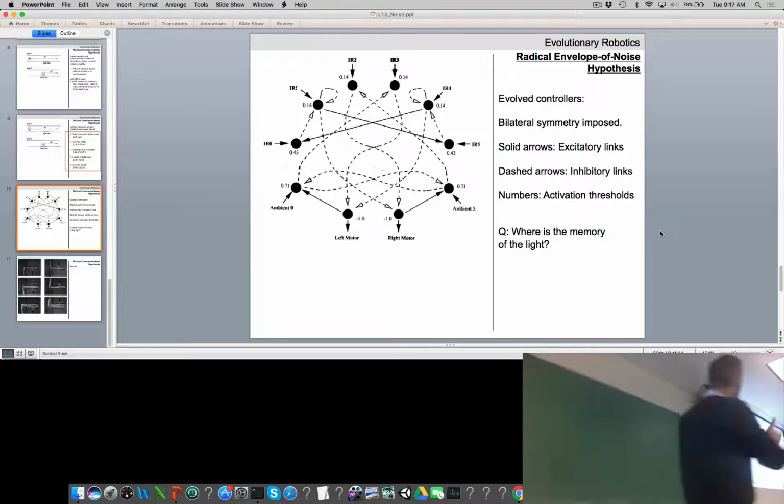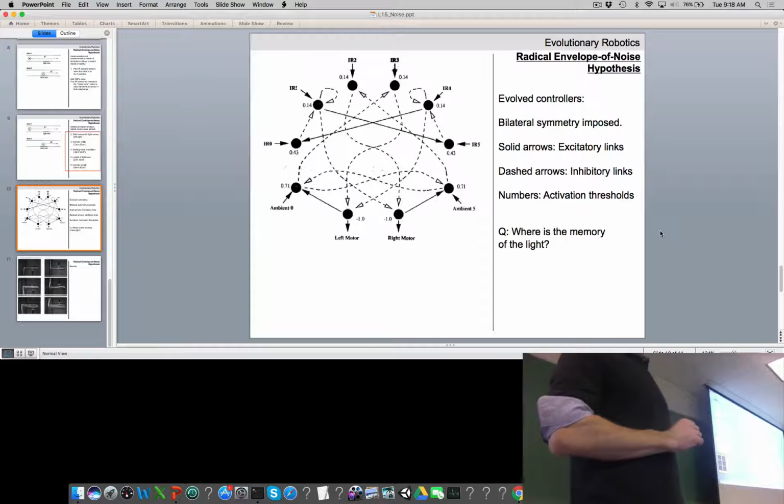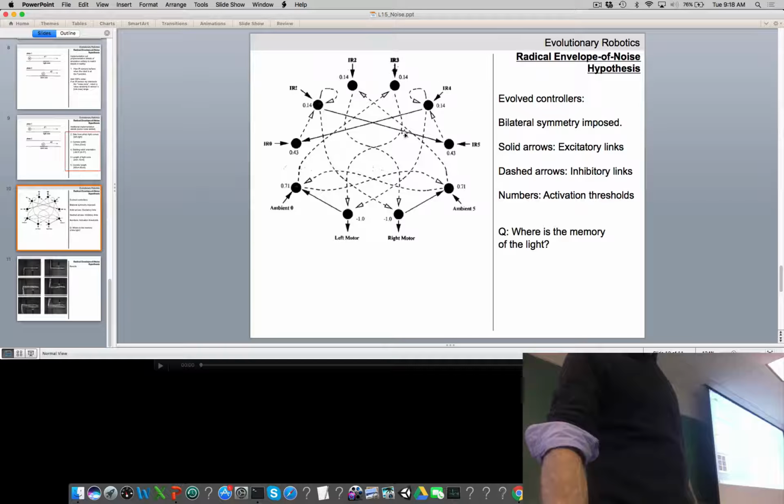All right, I already pointed out that there are some recurrent connections here. They imposed a little bit of bilateral symmetry. So again, we've seen this before. They cheated a little bit by building in a little bit of the structure of the neural network and allowing the rest to evolve. They imposed bilateral symmetry, which now we have HyperNEAT to do for us automatically if it's useful. Solid arrows, they said, were excitatory connections. Evolution could still evolve the weights of these excitatory connections, but they had to be positive. They forced inhibitory links, which were these, which, again, evolution could evolve the weights, but they had to be negative. They had to be inhibitory. And the numbers were just evolved. Those were the activation thresholds.